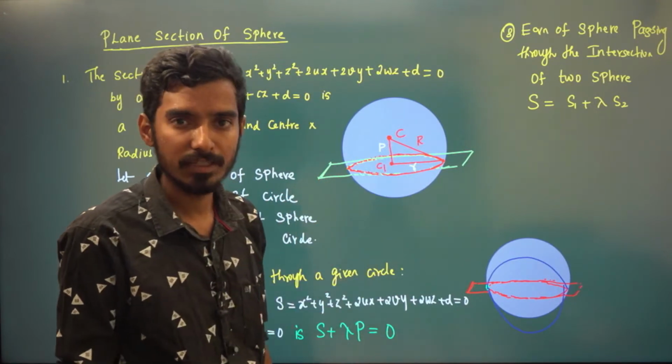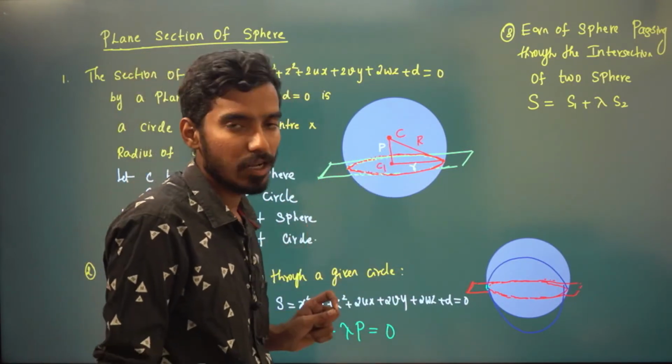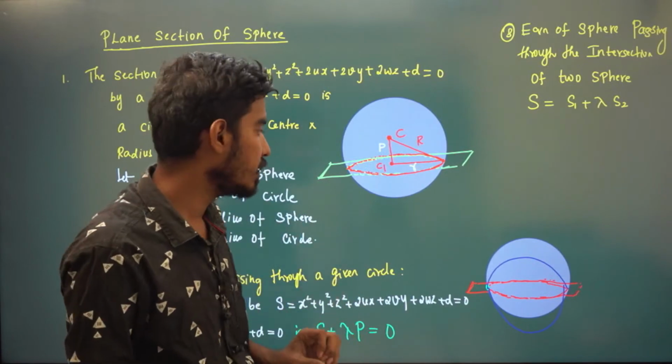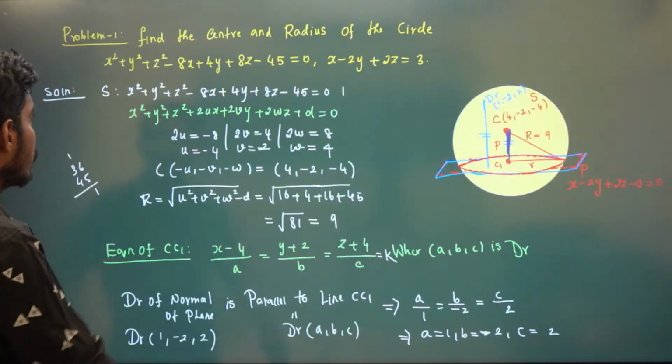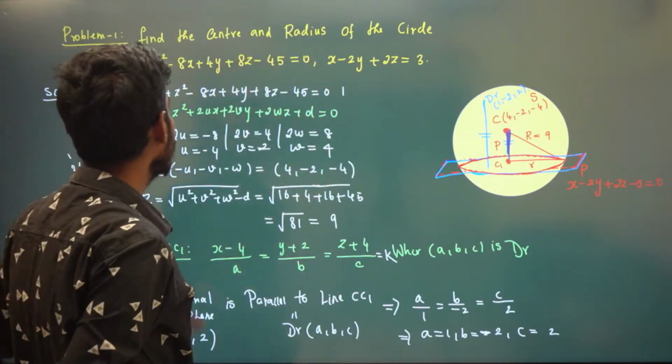From that, you can find the radius of the circle. How to find the center of the circle? That is what we discussed in the previous class. What we discussed is, find the center and radius of the circle.